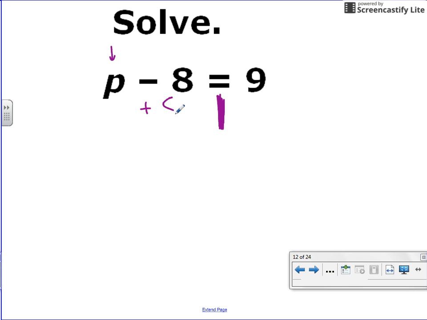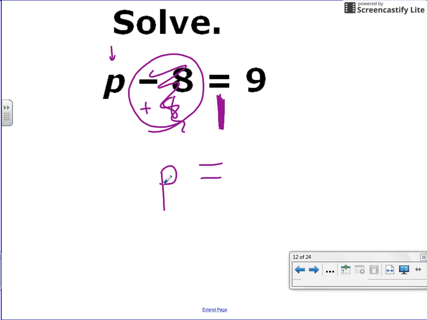We're going to add 8, because subtracting 8 and adding 8, I want you to think of that almost like -8, +8. That goes to 0. So now p plus 0, that's just the letter p, and that's exactly what I wanted.